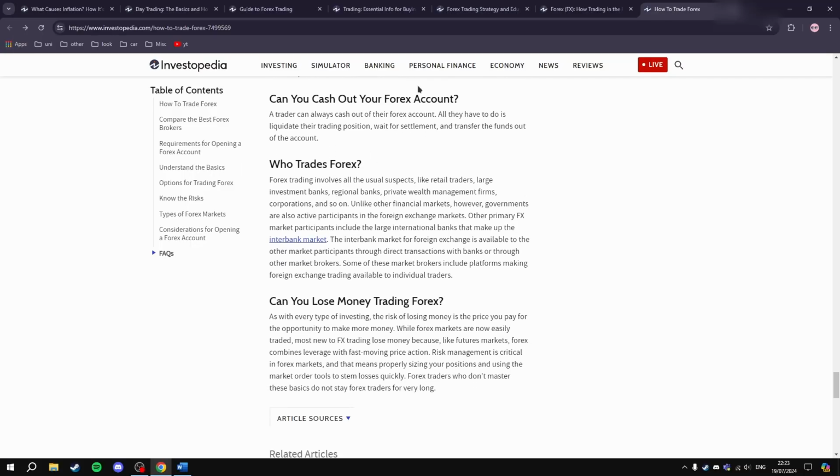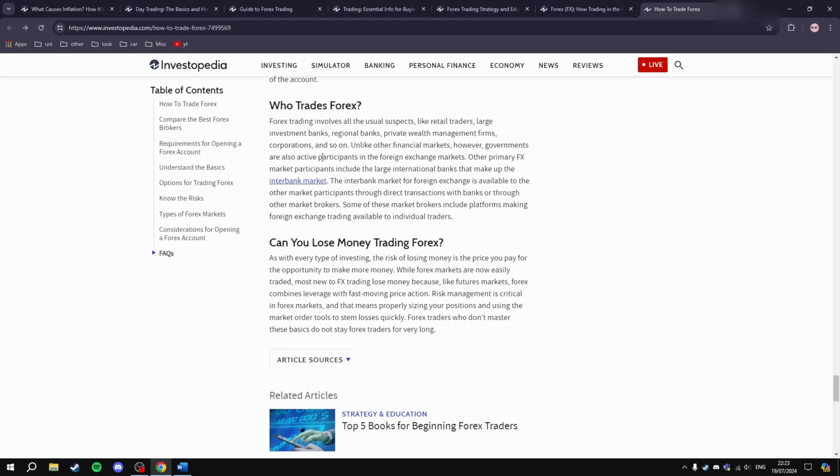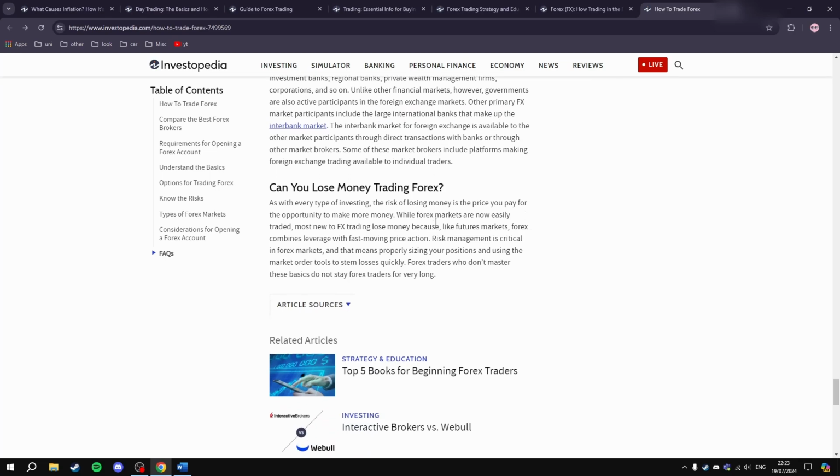So yeah. Can you cash out on your Forex account? Yep. Liquidate your trading position, wait for settlement and transfer the funds out of the account. Who trades Forex? Retail traders, large investment banks, regional banks, private wealth management firms, corporations and so on. Governments. Large international banks that make up the interbank market.